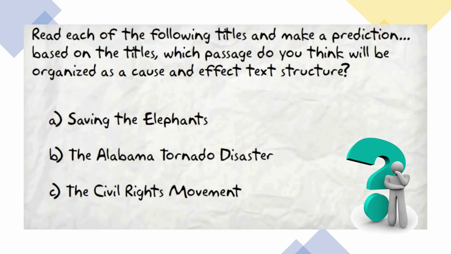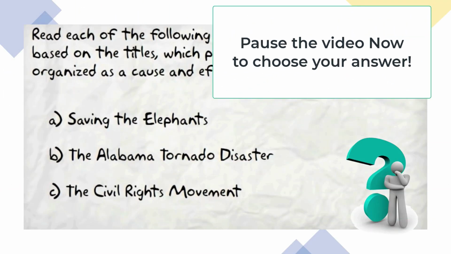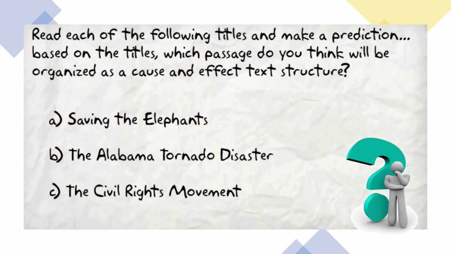Read each of the following titles to make the prediction of which is organized as a cause and effect text structure. We have Saving the Elephants, the Alabama Tornado Disaster, the Civil Rights Movement. The answer here is C, the Civil Rights Movement. So I can tell that it's not the Alabama Tornado Disaster because it's talking about a certain thing, probably a story there. The Civil Rights Movements will probably list certain events that triggered the effects. Okay, certain causes that would trigger the effects.